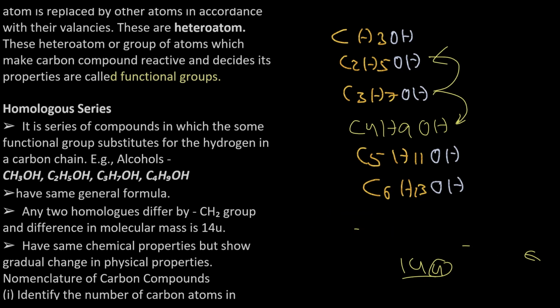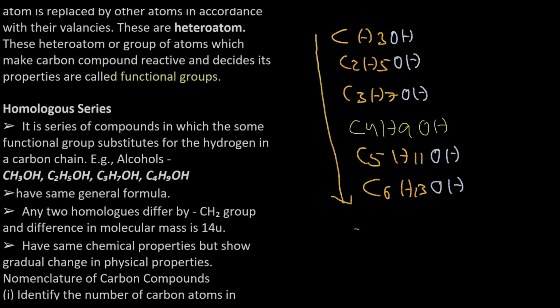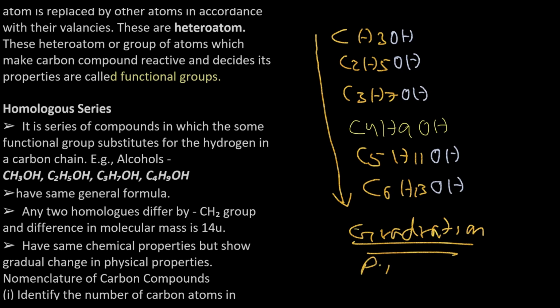Further, as we go down this group, from above to below, you can see that the number of bonds increases. And therefore, more energy is needed to break these bonds. And hence we say there is a gradation in the physical properties of the compounds. That means there is a gradual increase in the melting point and boiling point. This is because, as you can understand from here, the number of bonds increases.